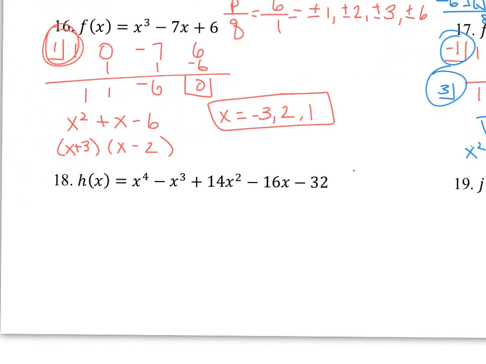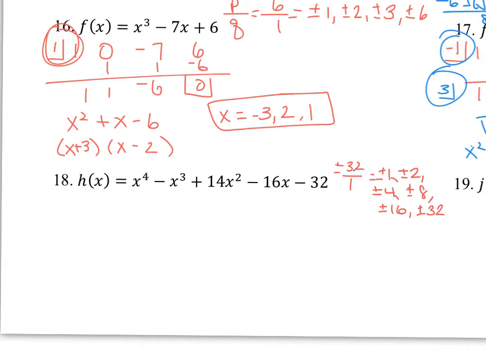Let's go ahead and do number 18. Again, I have to do P over Q. So I have negative 32 over 1, and that's just plus or minus 32. So that's plus or minus 1, plus or minus 2, plus or minus 4, plus or minus 8, plus or minus 16, plus or minus 32.